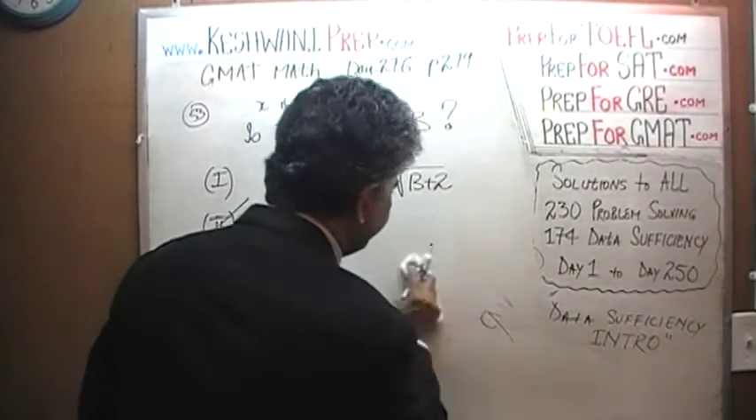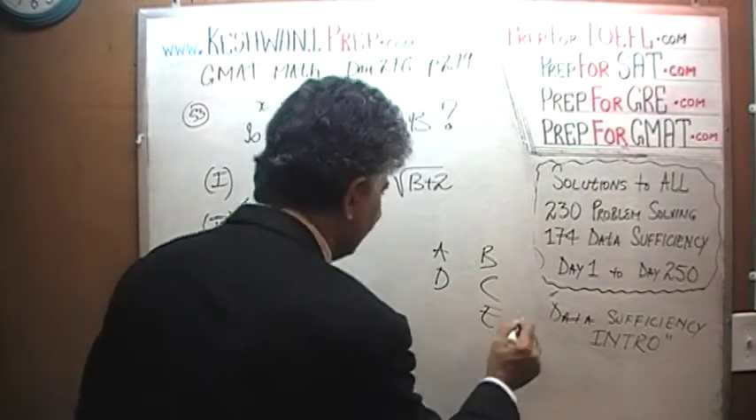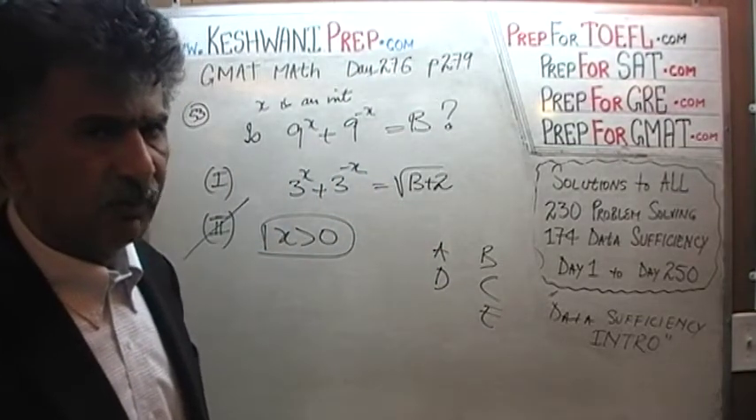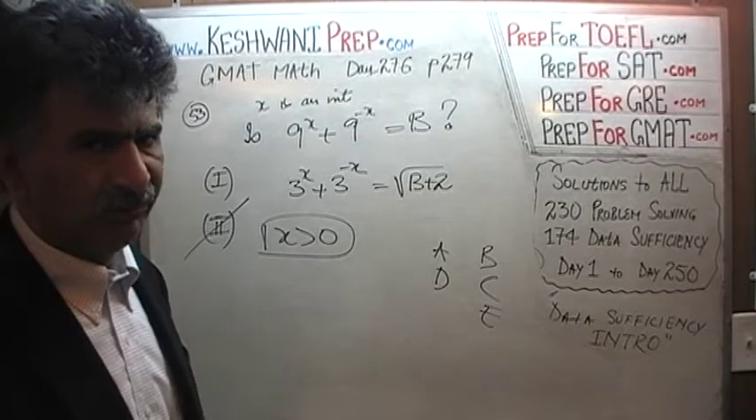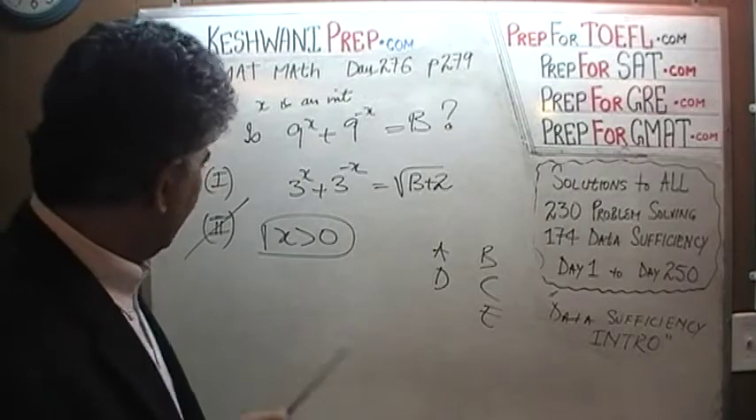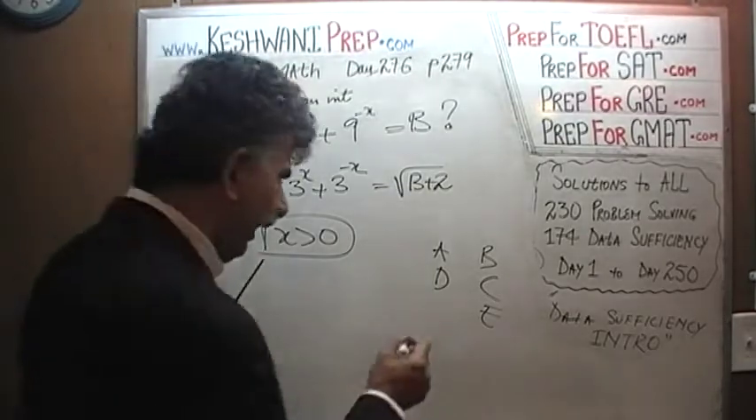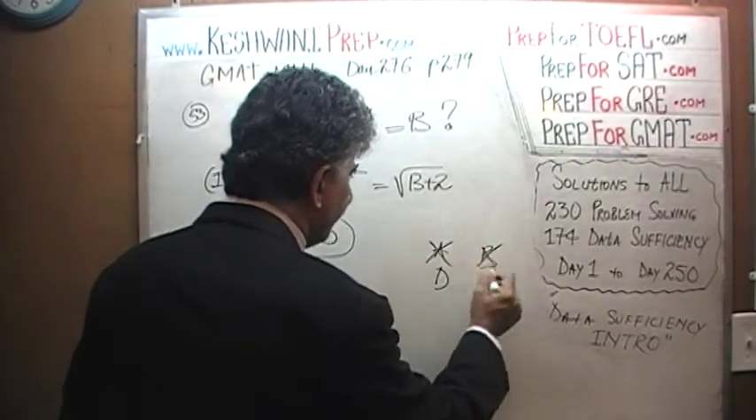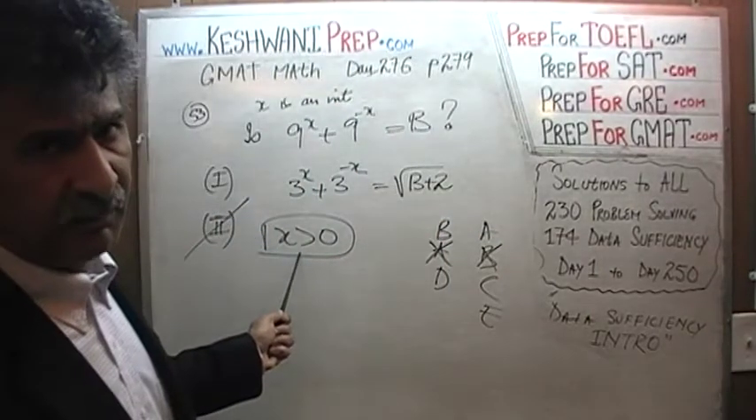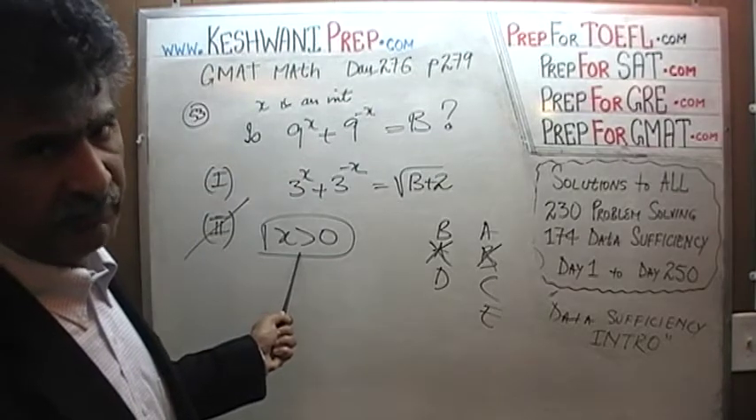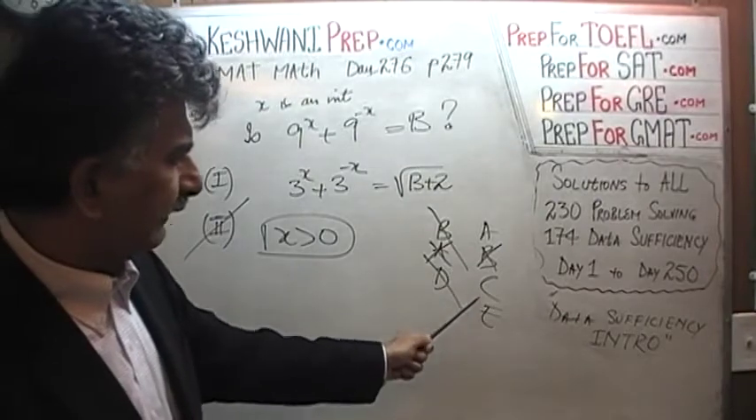Let me redo it. A, D, B, C, E. This is how you mess up, because if I do something out of routine, out of script, then there is a chance that you will mess up. I have a habit: as soon as I decide to start with the second statement, I make the switch right away. A becomes B and B becomes A. We just found out the second statement is not sufficient by itself, which means the answer cannot be B or D. It would have to be either A, C, or E.